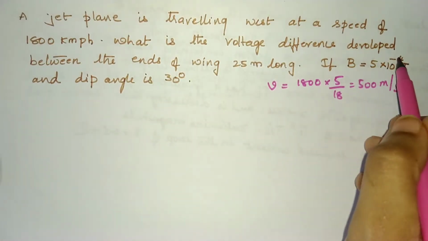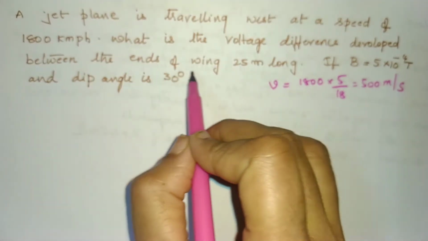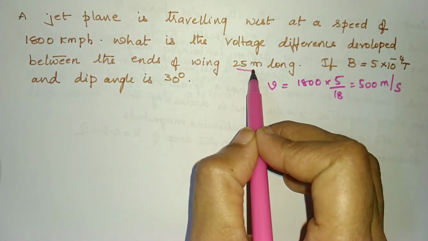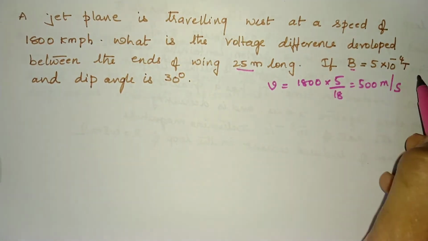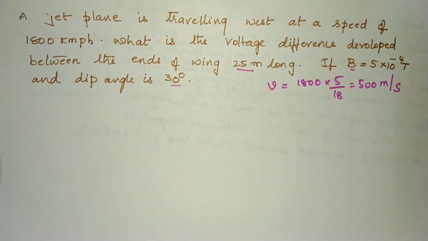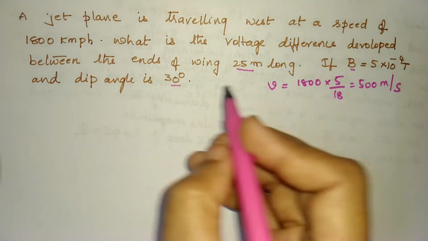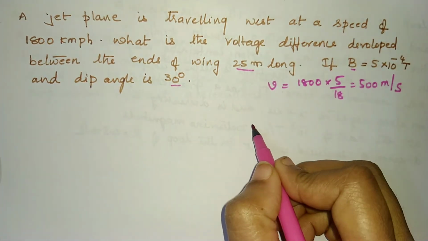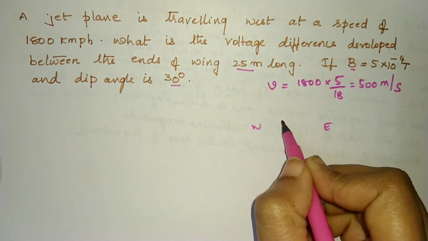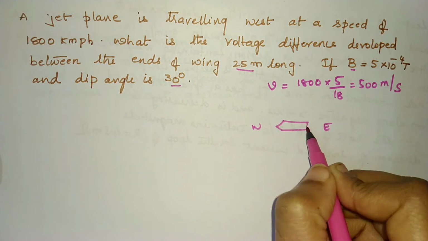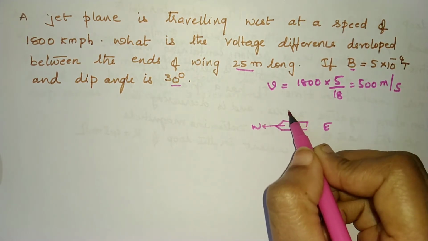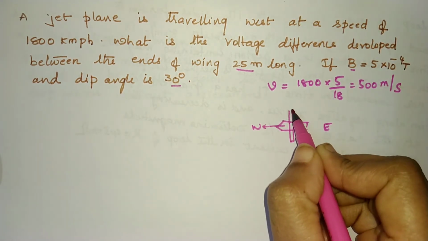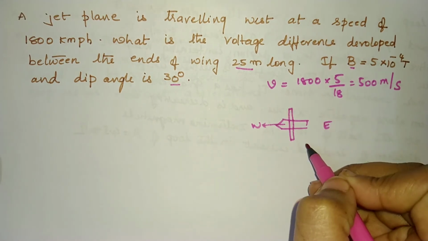Then what is the voltage developed between the ends of the wing, which is 25 meter long? Magnetic field of Earth is given as well as the angle of dip is also mentioned. Now you think of it, because the plane is traveling towards west. Okay, if I mention the directions, this is the direction in which a jet is traveling. So these are the wings. Wings are in north-south direction.